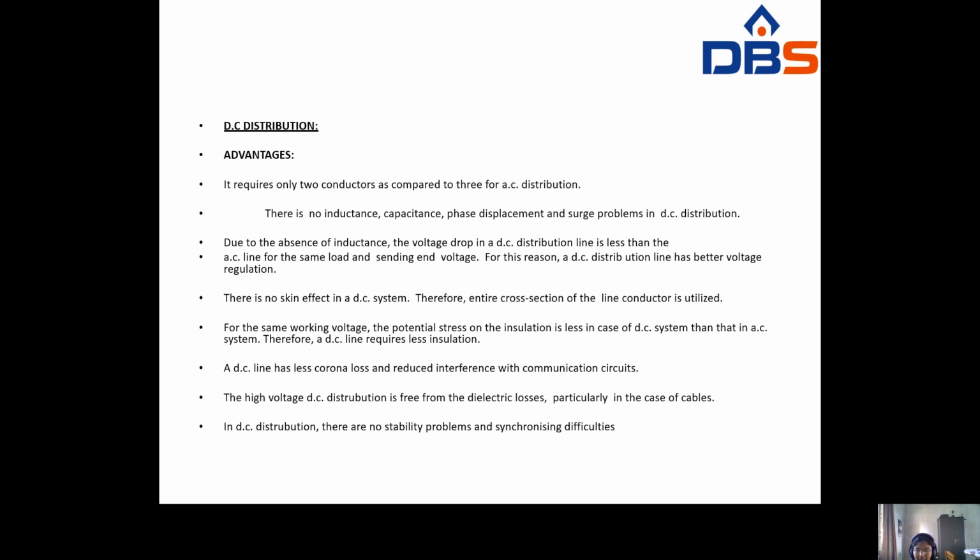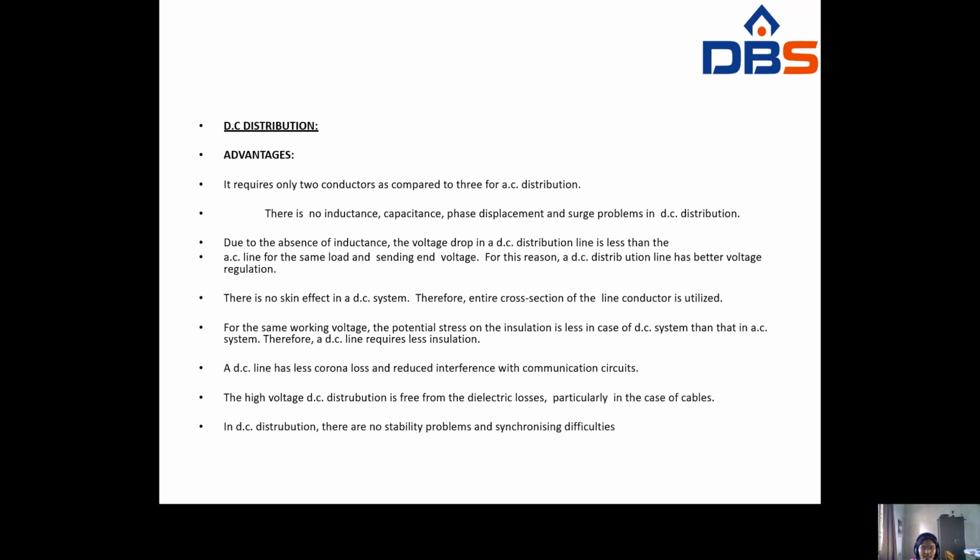Whenever high voltage DC distribution is used, it is free from dielectric losses, particularly in the case of cables. In DC distribution there are no stability problems and synchronizing difficulties, which means no fluctuations occur. So these are the advantages of the DC distribution system.